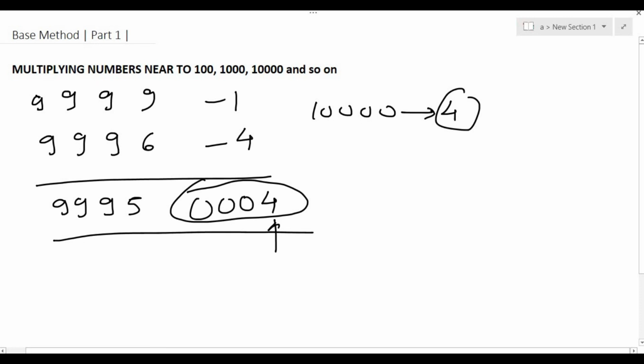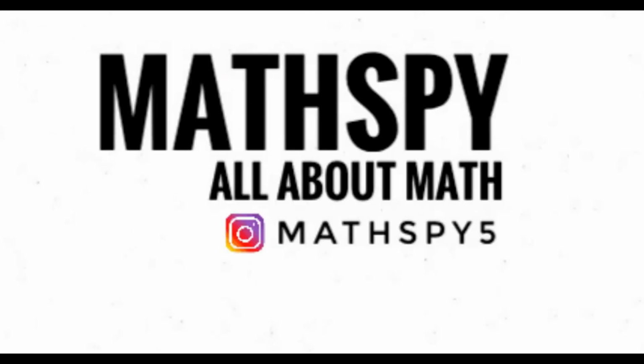So that's it. I hope this is clear. With practice, you may get better with this method. So that's the technique, guys.